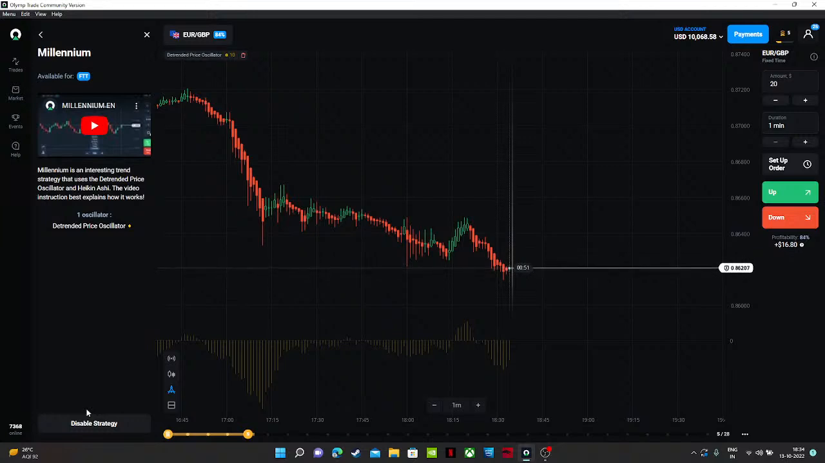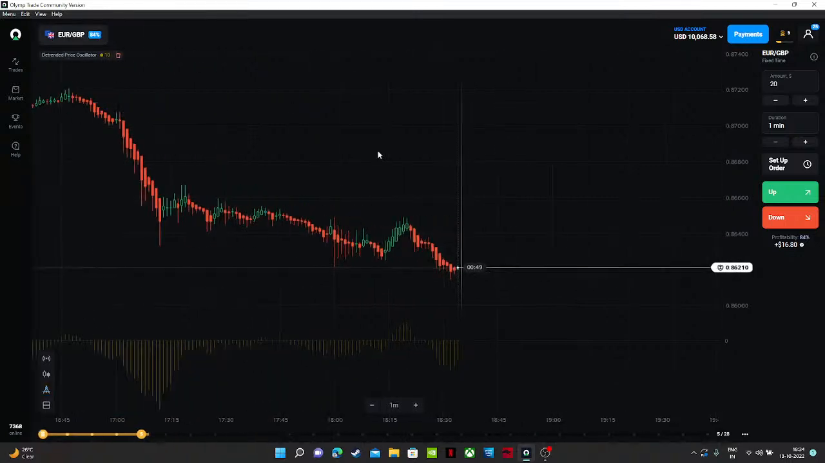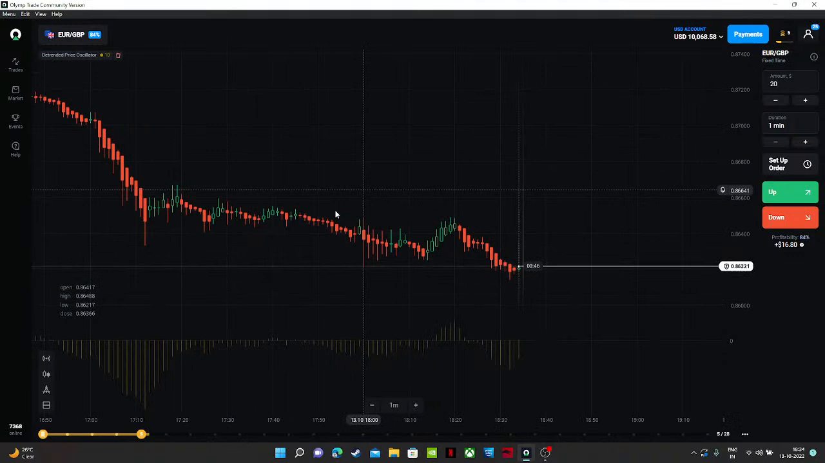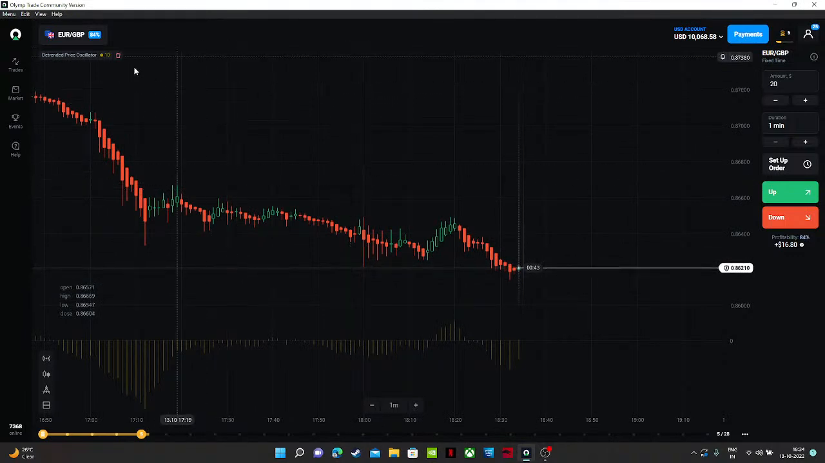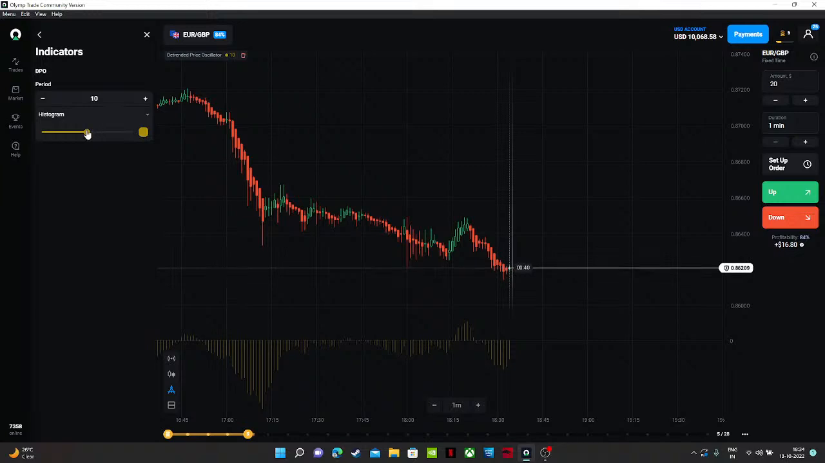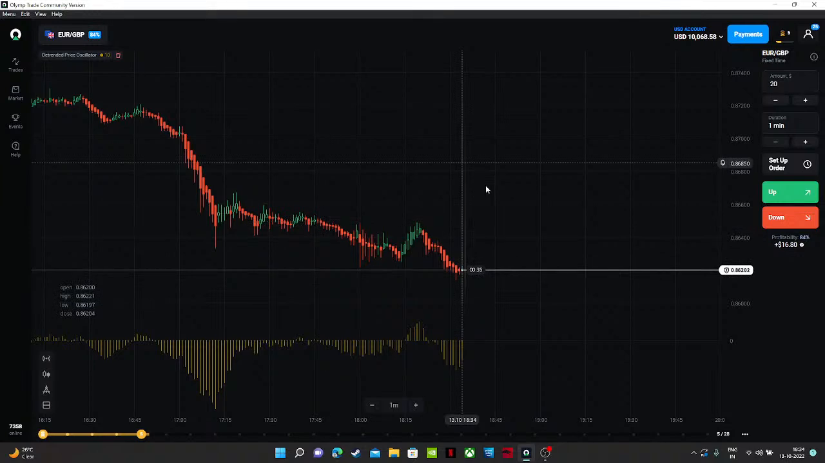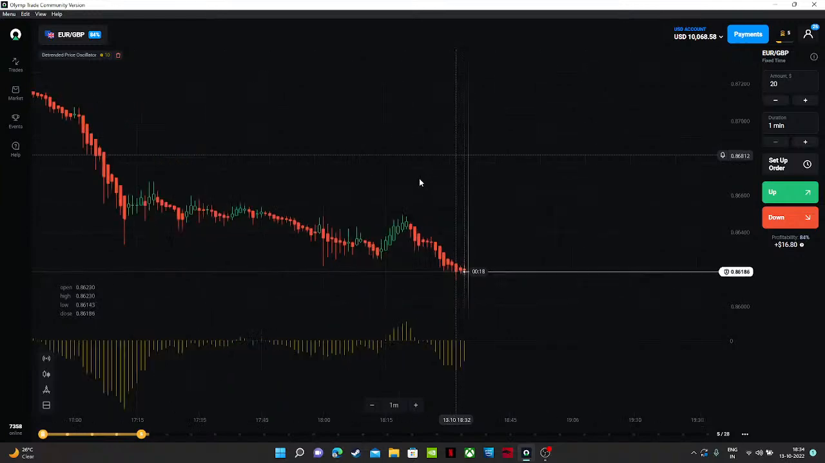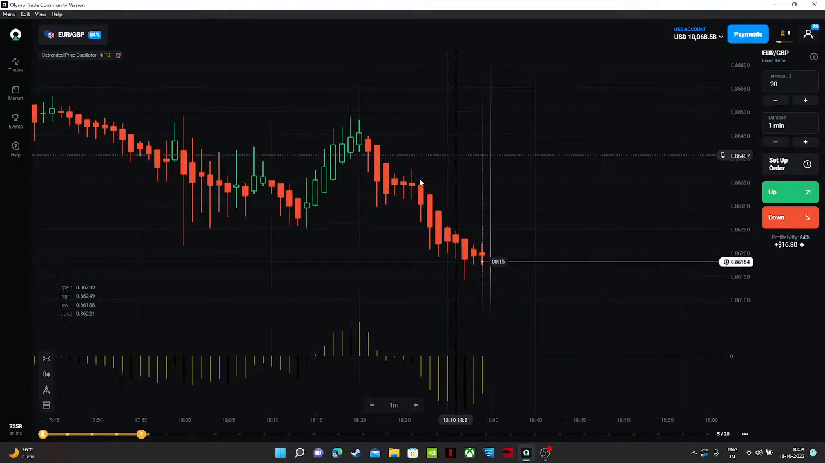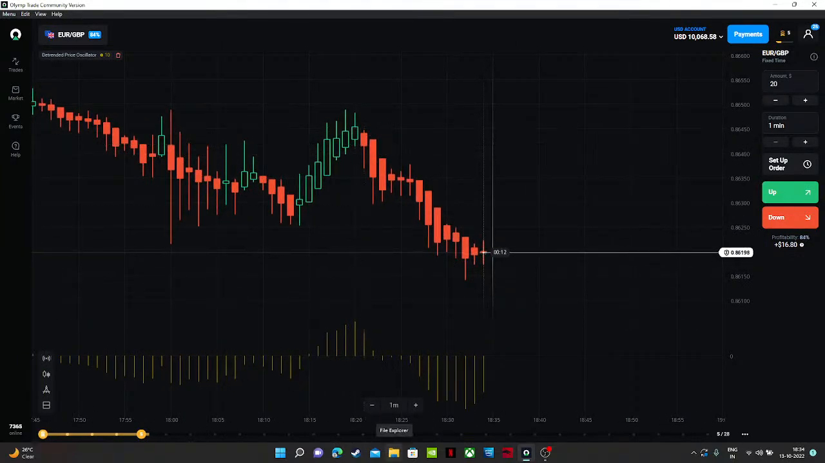Okay, so we have now enabled the strategy, and we can see that the chart type has changed to Heiken-Ashi candles, and an oscillator has been applied onto the chart, which is known as the detrended price oscillator, which is also known as the DPO. Okay, so the most interesting thing about the Heiken-Ashi candles is that it will always give you a trading signal whenever the Heiken-Ashi candle is changing its color.